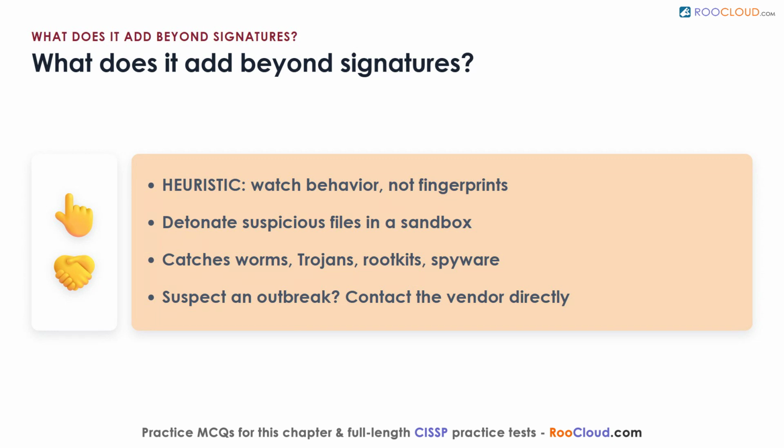And a tip worth remembering: if you suspect a fresh outbreak, contact your vendor directly rather than waiting on the next scheduled update. Centralized consoles let you enforce settings and watch alerts across the whole fleet from one place.